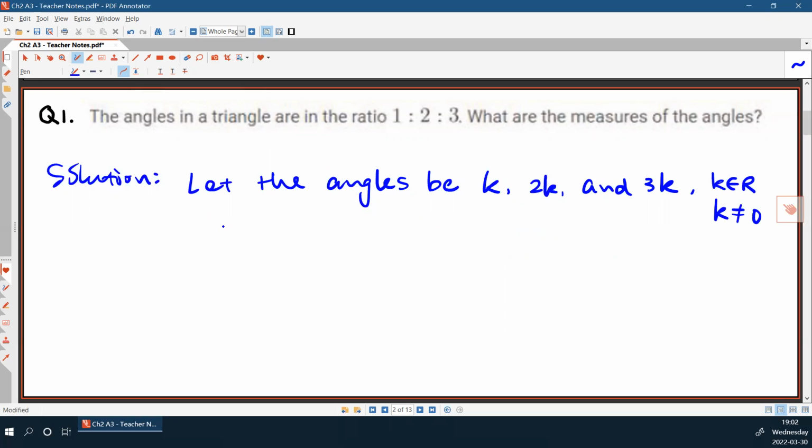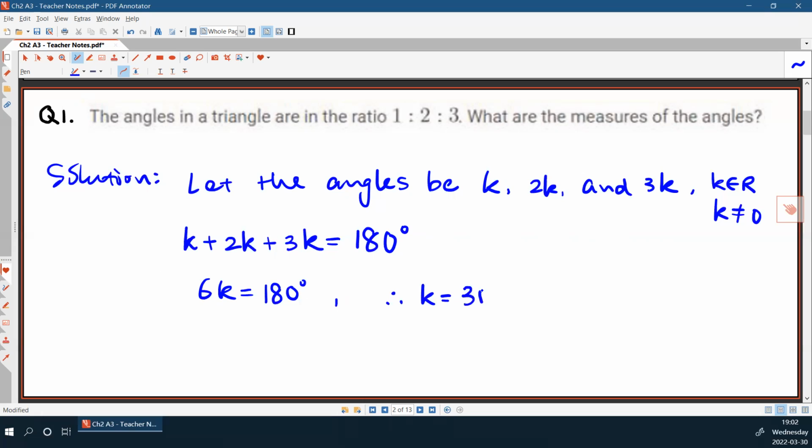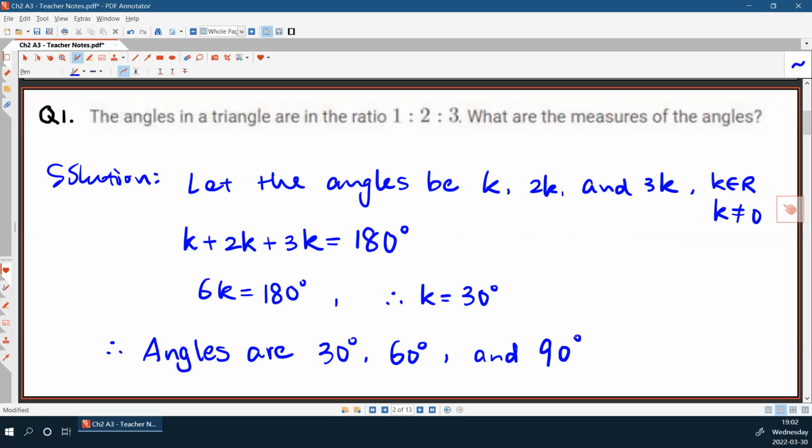And we also know that the sum of the interior angles in the triangle is 180 degrees. Therefore, k plus 2k plus 3k should equal 180 degrees, right? Therefore, we have 6k equals 180 degrees. Therefore, k is 30 degrees, right? If k is 30 degrees, you know that the angles are k, which is 30 degrees, 2k is 60 degrees, and 3k is just 90 degrees, right?